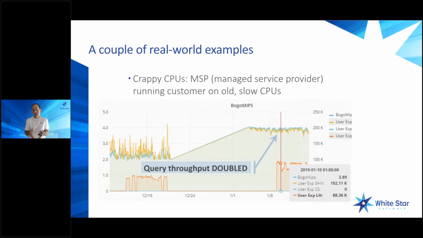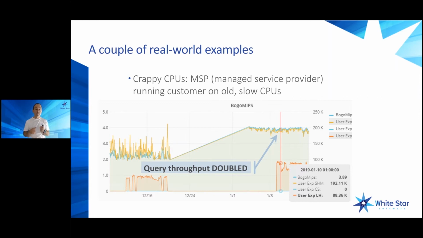And to give you an idea, a modern CPU today has a value of 8, like a Xeon Gold is going to be a 7 or 8, and even some of the more value CPUs today will be in the 6 range. And so here's this customer and his managed service provider, who's supposed to be giving them the latest technology so that they don't have to buy their own hardware, giving them this crappy CPU, a BogoMIPS of 2, and a user experience shared memory value of just around 100,000 or so.